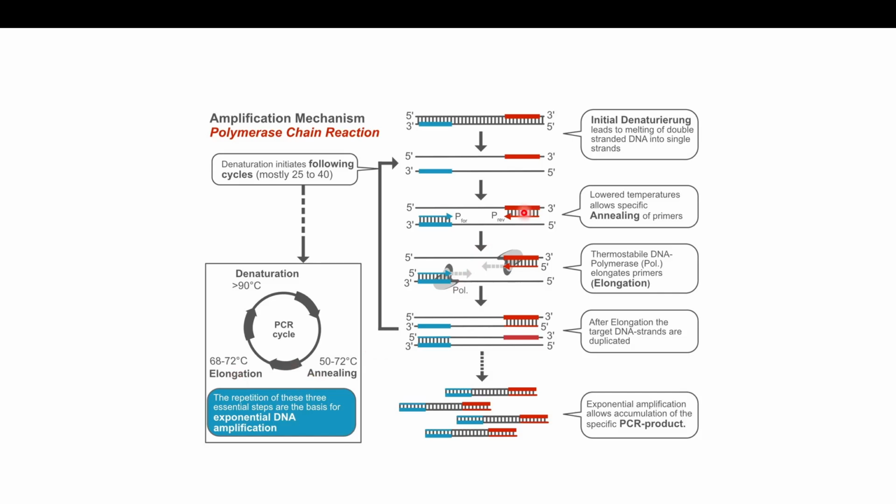First, you let it bind, as in anneal, at specific regions, and then elongate it at slightly higher temperatures for it to form multiple copies of the DNA strands. Okay.